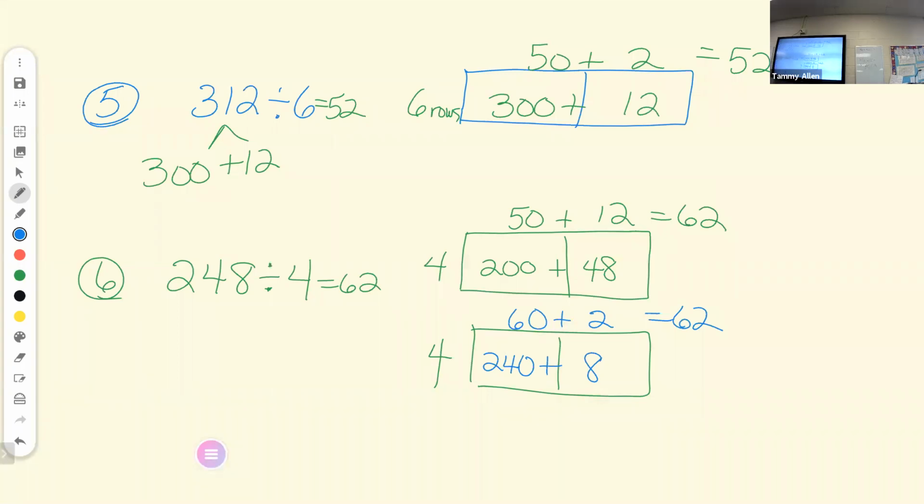I feel like this could be. Oh, I got it wrong then, because I did 50. Look, is this 240 plus 8 equal to 248? Is that true? Yes. Did it give us the same result? Yes. It's just a different way.